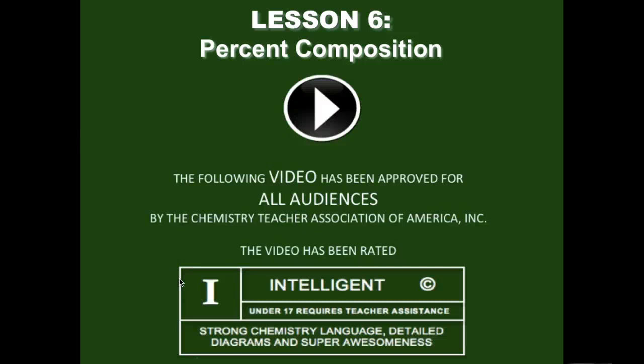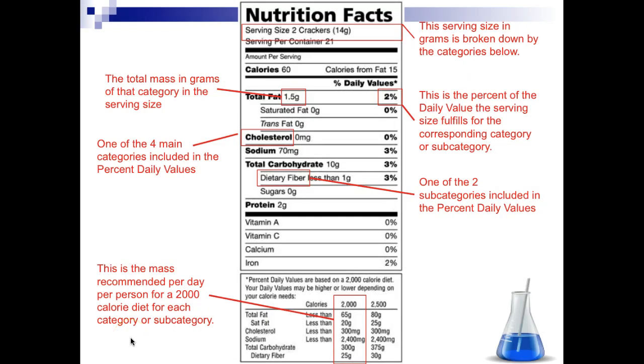All right, guys, today we're going to look at lesson 6, which is percent composition. The easiest way for me to explain percent composition to you is to think about when you look at the label of any food item. This is going to be the label of a side item for crackers. You have all of your amounts of fats, cholesterol, sodium, carbohydrates, and then you have your daily values.